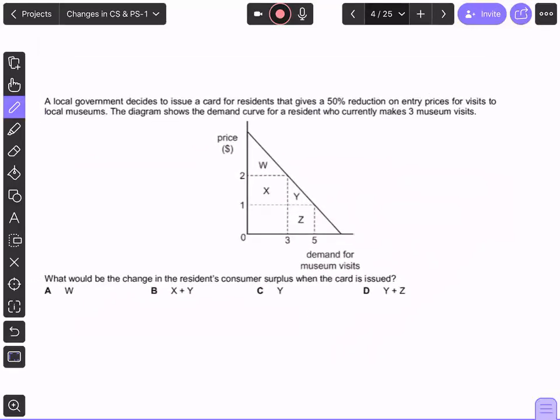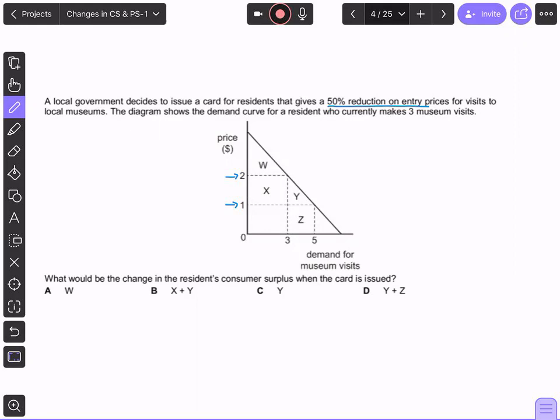A local government decides to issue a card for residents that gives 15% reduction on entry prices for visits to the local museum. Local government decides to issue the card at 50% reduction. Say 50% reduction के बाद अगर पहले price $2 था, now the price will be $1 for the people. The diagram shows the demand curve for the residents who currently make 3 visits to the museum. What would be the change in the residents' consumer surplus when the card is issued? जब card issue होगा, what will be the change in the consumer surplus?